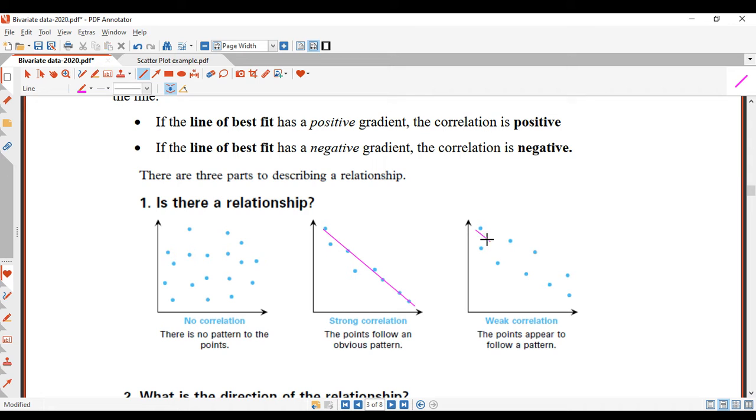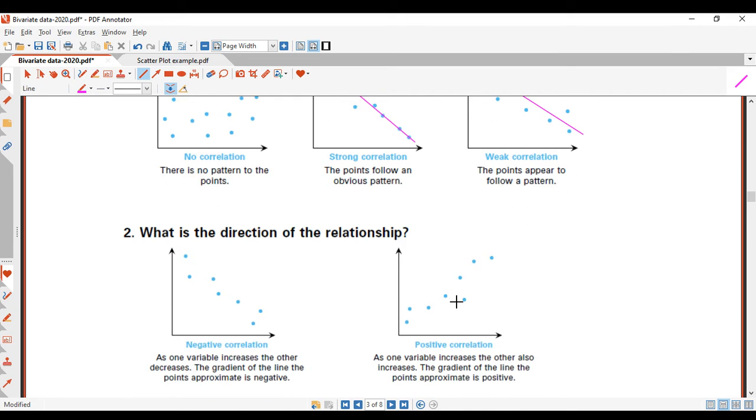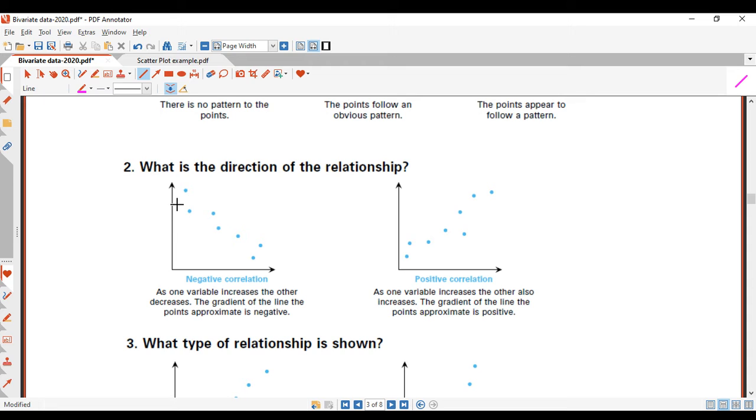And here, this is a weak correlation. So the points are near the straight line, but not many are on it. So it still does follow a pattern. It basically follows a linear pattern there. So strong correlation there and weak correlation there. Now, the next one is the direction of the relationship. If the points are going down from left to right, so in other words, when I draw my line of best fit, if my line has a negative gradient, then we say the correlation is negative. If, when I draw my line of best fit, the line has a positive gradient, then we say there's a positive correlation.